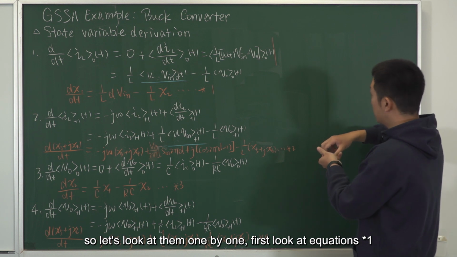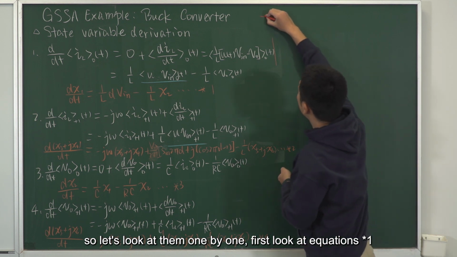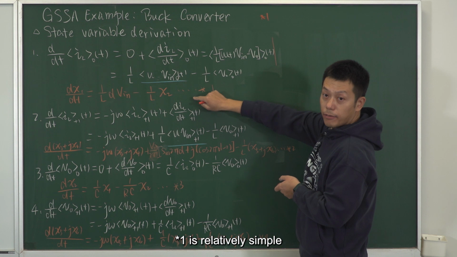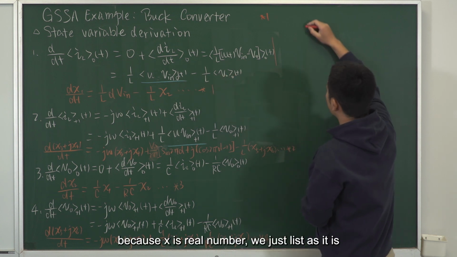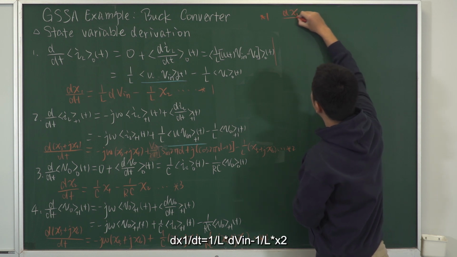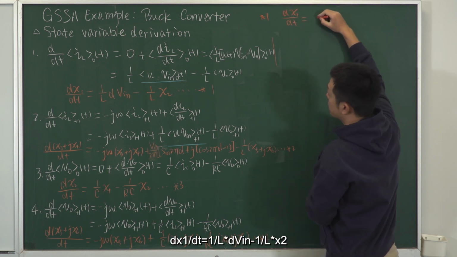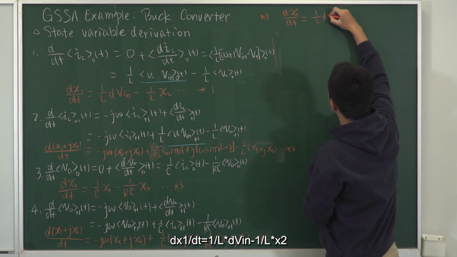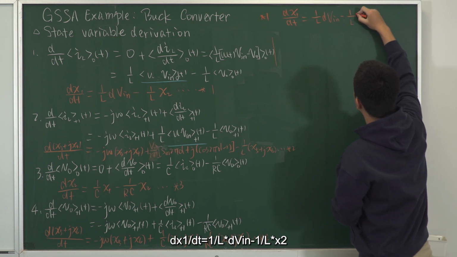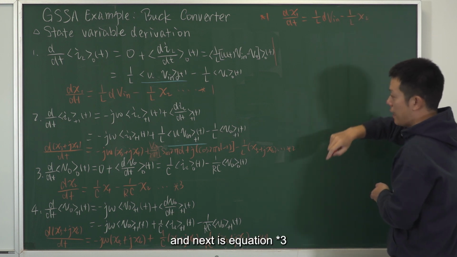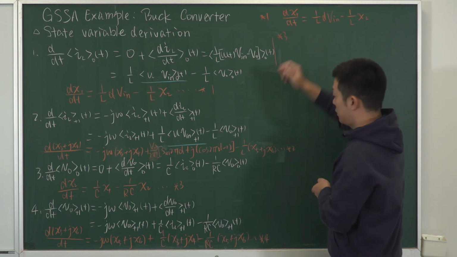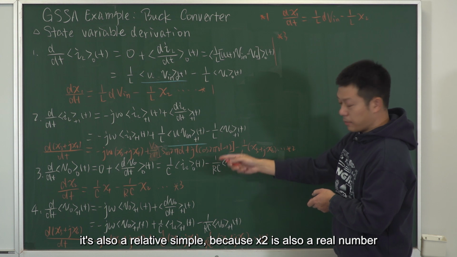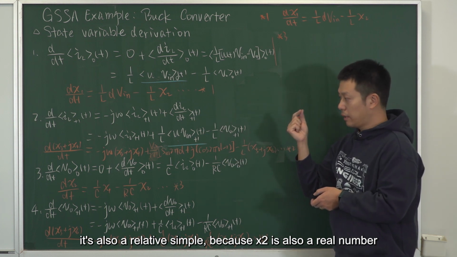First, look at equation star 1. Star 1 is relatively simple, right? Because x is a real number, we just list it as it is. dx1 over dt equals 1 over L d v in minus 1 over L x2. And next is equation star 3. It's also relatively simple because x2 is also a real number.